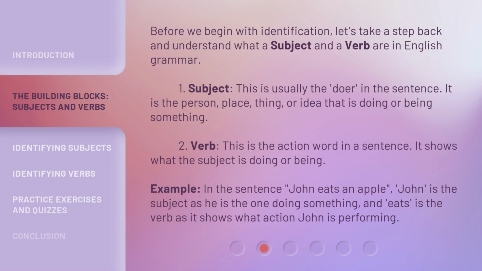Before we begin with identification, let's take a step back and understand what a subject and a verb are in English grammar. 1. Subject. This is usually the doer in the sentence. It is the person, place, thing, or idea that is doing or being something. 2. Verb. This is the action word in a sentence. It shows what the subject is doing or being. Example. In the sentence, John eats an apple, John is the subject as he is the one doing something, and eats is the verb as it shows what action John is performing.